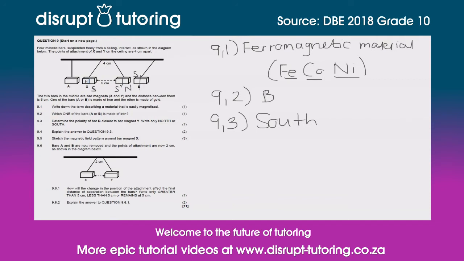Great. So then 9.5 says sketch the magnetic field pattern around bar magnet X. So let's go and do that. Remember, your lines should not be touching and they should be the same. So let's write as X has come out. That's north, that's south, and we know that field lines of a bar magnet always go from north to south outside of the magnet. So let's just draw them.